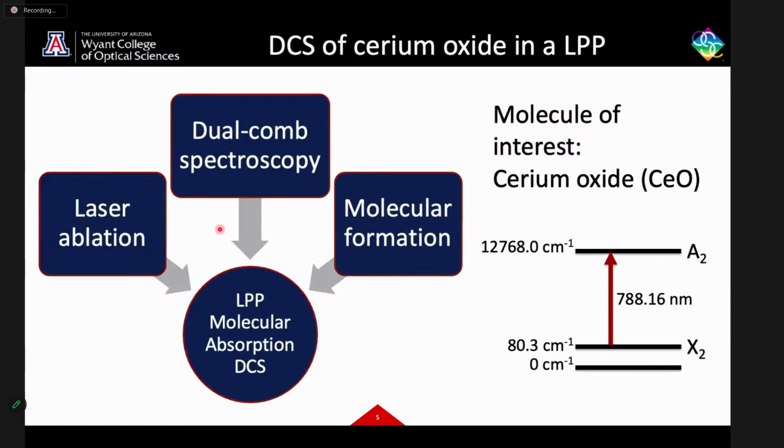Now, hopefully I've motivated why we would want to conduct laser ablation. We're applying dual comb spectroscopy, which has given results in atomic species, and now we want to do that in molecular formation. So we settled on a molecule of interest that we can produce, cerium oxide, which has an electronic transition in the 780 nanometer region, which we can access through frequency conversion of an erbium-doped fiber laser.